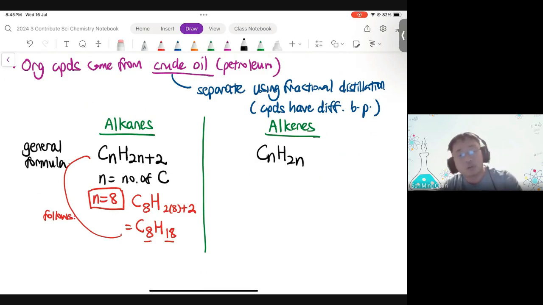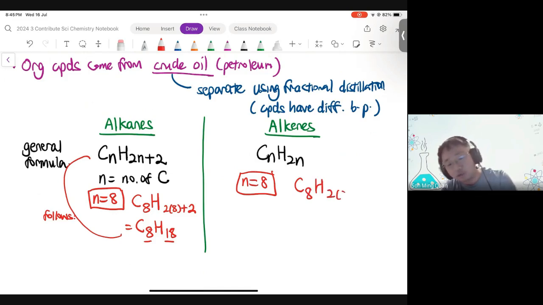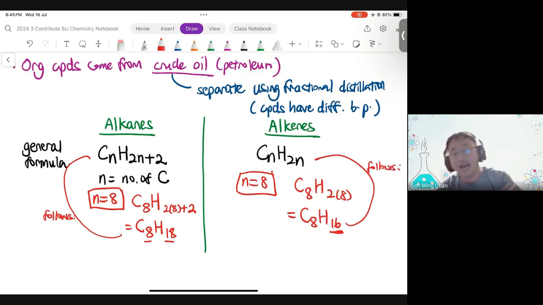Okay, so we're going to practice again. What if n is equals to 8? 8 carbon atoms. C8H, 2 times 8, which is C8H16. So you can see the molecular formula C8H16 tells you that it follows the general formula CnH2n, and therefore this is an alkene.